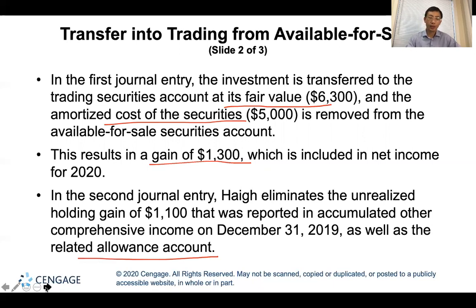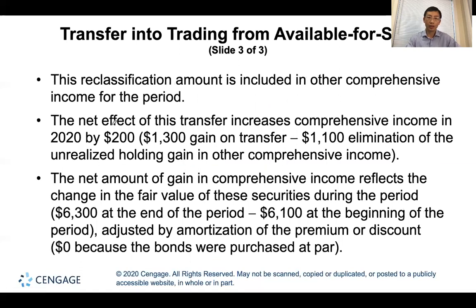Okay, and then it also explained that this reclassification is included in other comprehensive income for the period. And the net effect of this transfer increased comprehensive income by $200. And the net amount of gain in comprehensive income reflects a change in the fair value of these securities during the period and adjusted by amortization of the premium or discount. Okay, in this case it's 0.